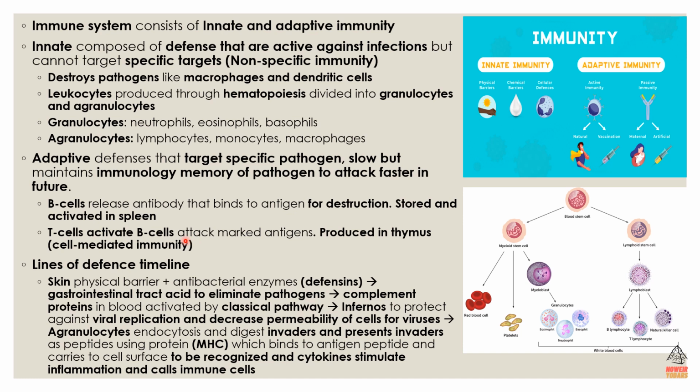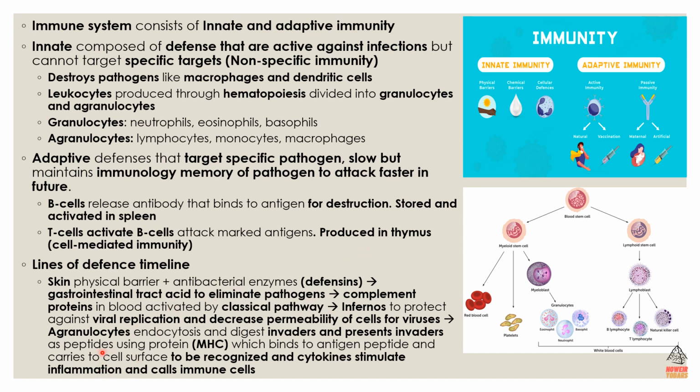So the line of defense timeline. This is basically the timeline or the stages of defenses your body has. So you have the skin or the physical barrier, and it also has antibacterial enzymes on it. It's called defensins. Next, you have the gastrointestinal tract acid, and it eliminates pathogens that are in your stomach. And then you have complement proteins in the blood activated by a classical pathway. And then you have interferons to protect against viral replication and decrease the permeability of cells for viruses. So it decreases the permeability of your cells to viruses.